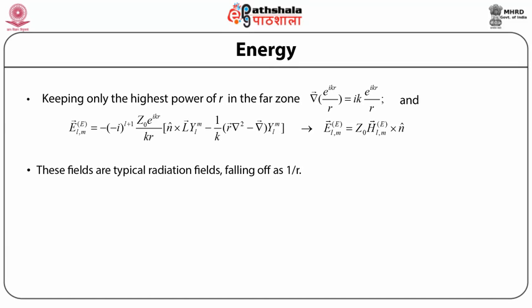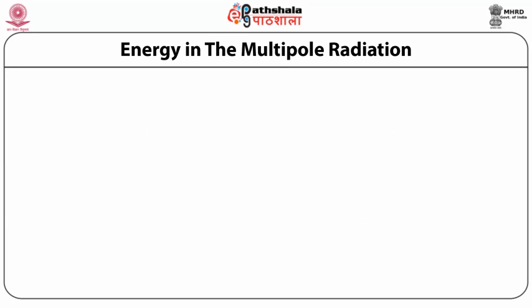These fields are typical radiation fields, falling off as 1 divided by r. For the magnetic multipoles, E vector M tends to Z naught B vector E, and B vector M tends to minus E vector E divided by Z naught. So energy in the multipole radiation.